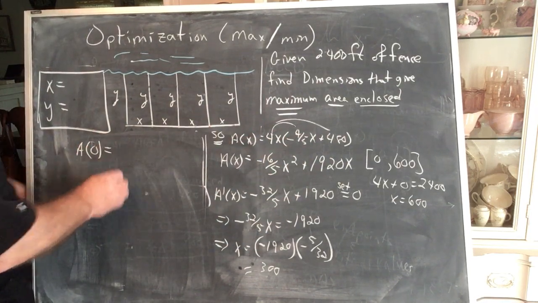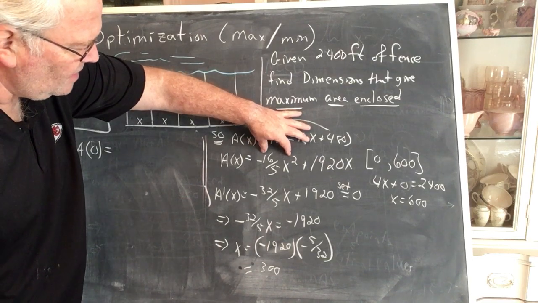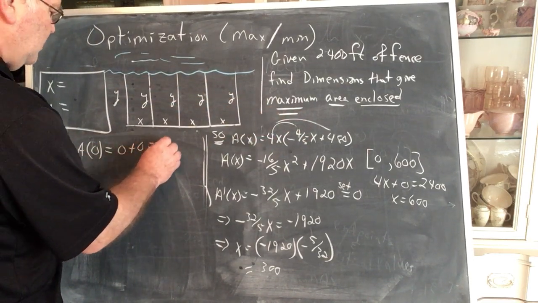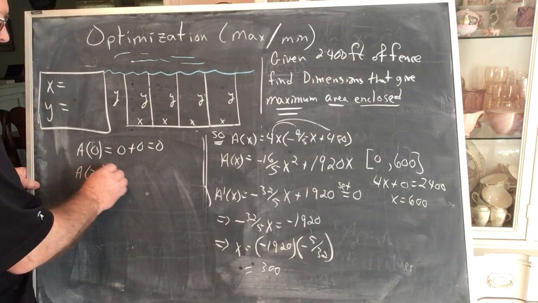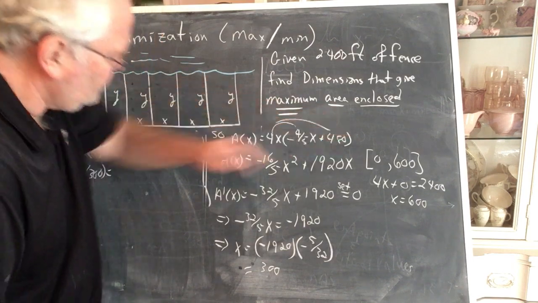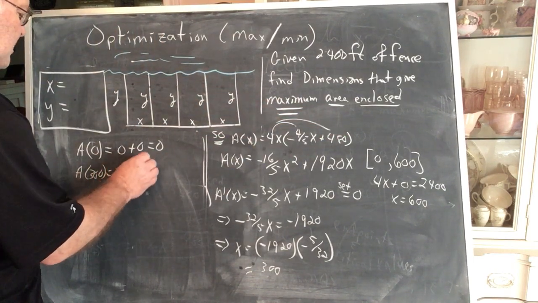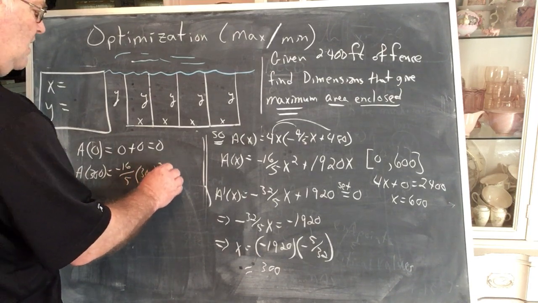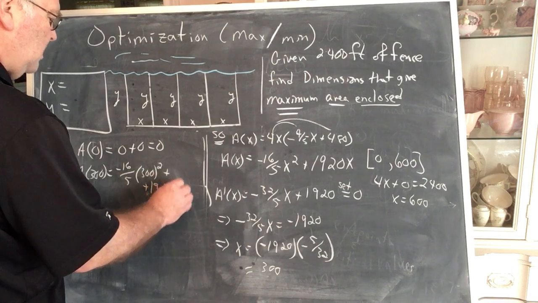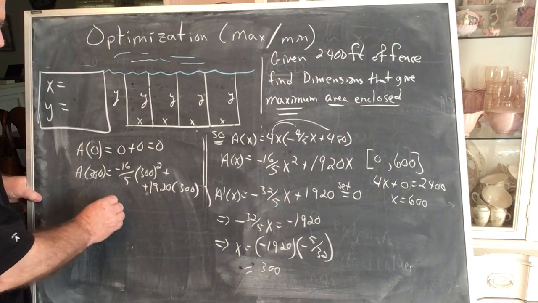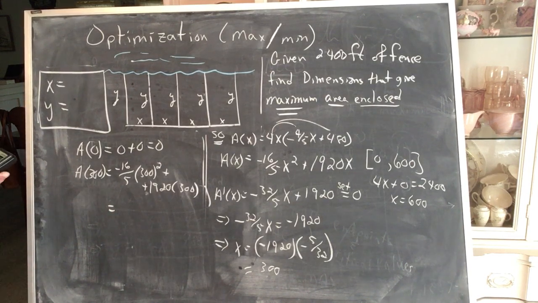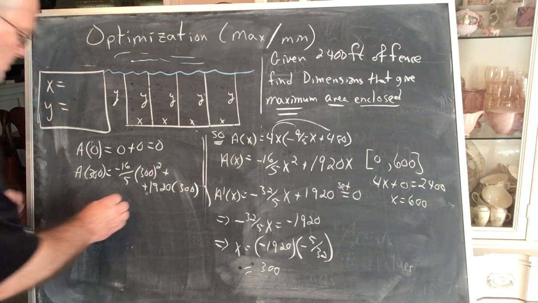So 0, well, I can do 0. This function here, it's the negative. So at 0, that would be 0 plus 0 is 0. A of 300, that's plug 300 into these two values. Negative 16/5 times 300 squared plus 1920 times 300, sorry about the small space, and that should give us a number. So I have negative 16 divided by 5 times 300 squared plus 1920 times 300, and that value is 280,000. Oh, sorry, 288,000.